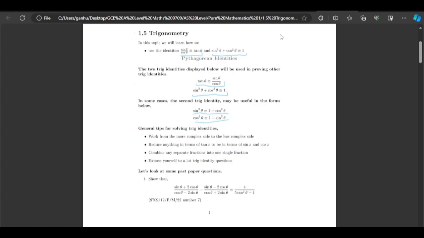The general principles that you should follow when you're proving identities is that you should work from the more complex side to the less complex side, and reduce anything in terms of tan x to be in terms of sine x and cos x. So that means we're using the identity tan theta equals sine theta over cos theta, and if you have any separate fractions, combine them into one single fraction. And of course, the last tip is that you should expose yourself to a lot of trig identity questions. The more questions you do, the more familiar you'll be with the different types of trig identity problems, and the easier it will be for you to prove them. So let's look at some past paper trig identities.